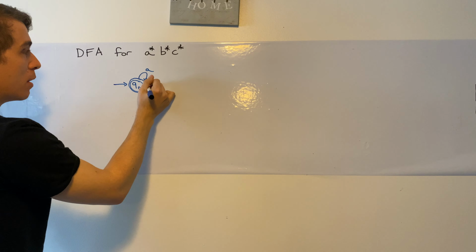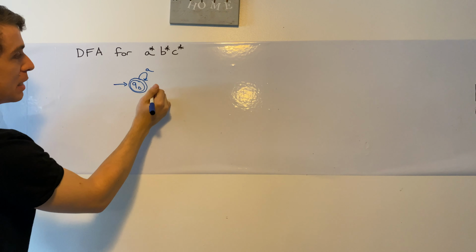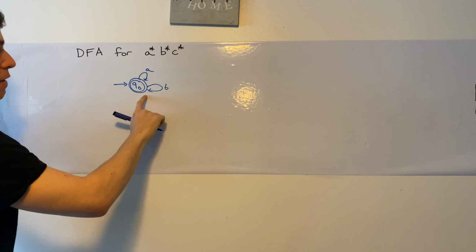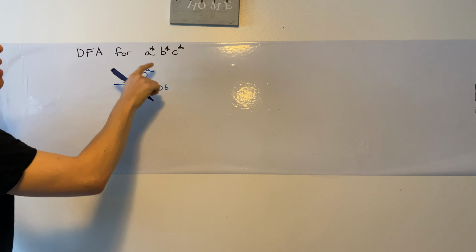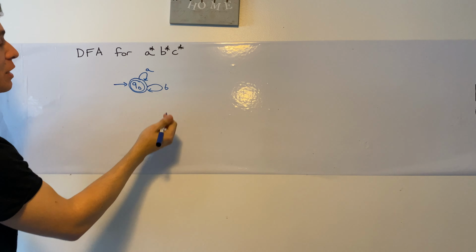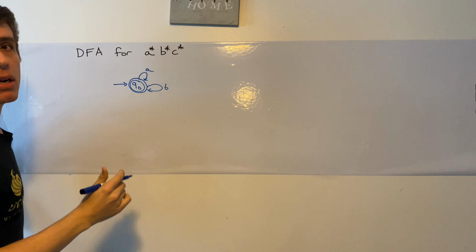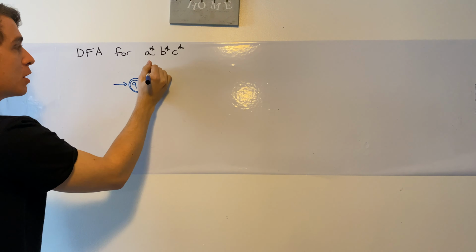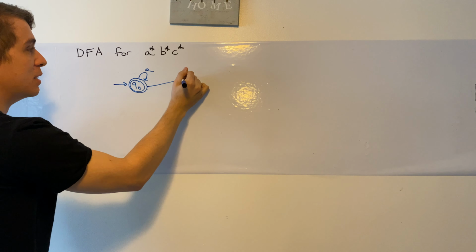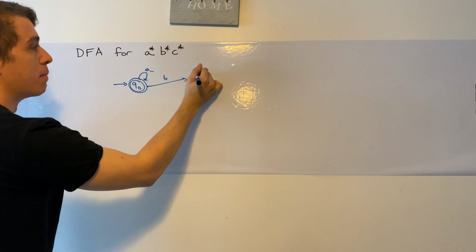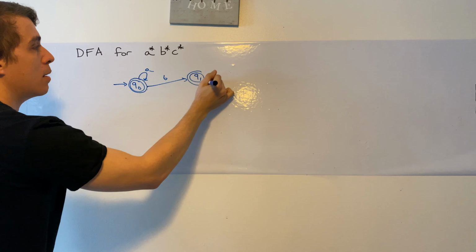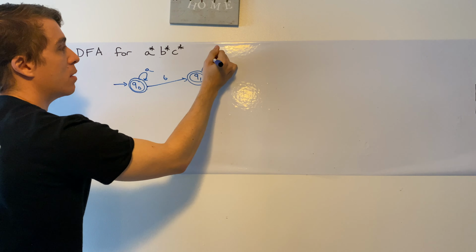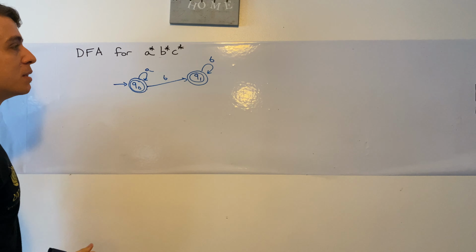Well, we can't stay in this state, because if I stayed in the same state, then if I take the B transition, I'm allowed to take the A transition. And so I would have a BA in the string, and that's not allowed according to this. So let's go to a different state. I'm going to have a state here, Q1, and I can have any number of B's here. So let's just be allowed to read any number of B's.